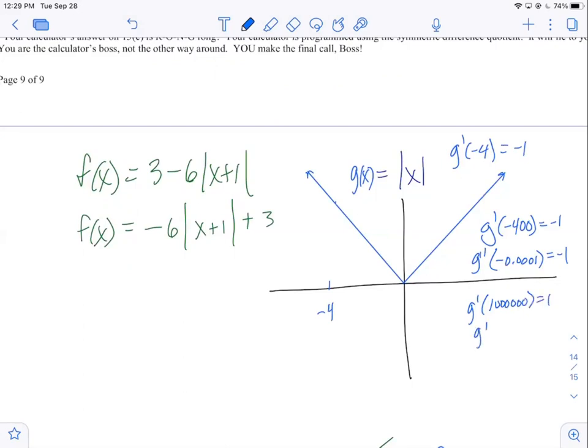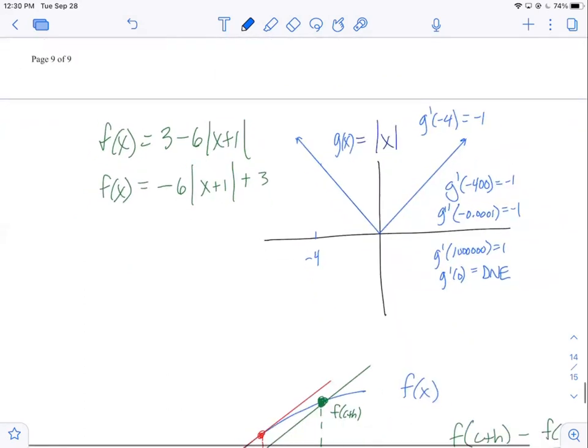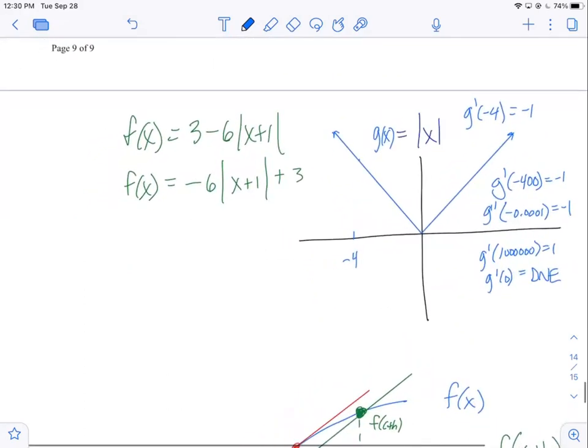What about g prime of 0, though? Not just nothing, it doesn't exist. Yeah, doesn't exist. Because that's where we visually have a sharp turn. The slope from the left is -1, the slope from the right is +1. -1 doesn't equal +1. So just bear in mind, if I ask you for the derivative, it's asking for the slope. Now, let's go ahead and see what this graph looks like, because this is a transformation.